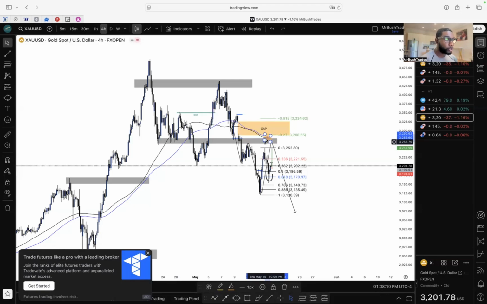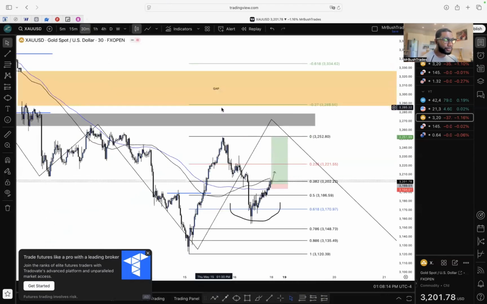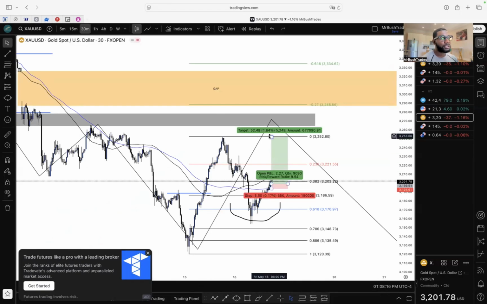So for a short-term trade, we can look for buys, right? Just up until this resistance level, or even this resistance zone that we have here, right? And that can be the analysis for gold.